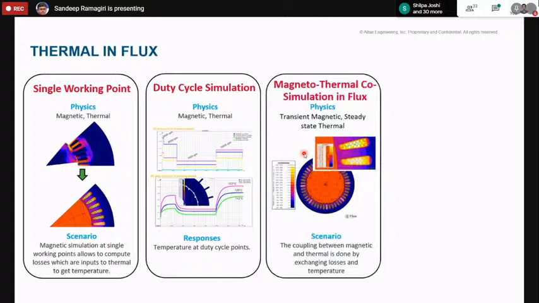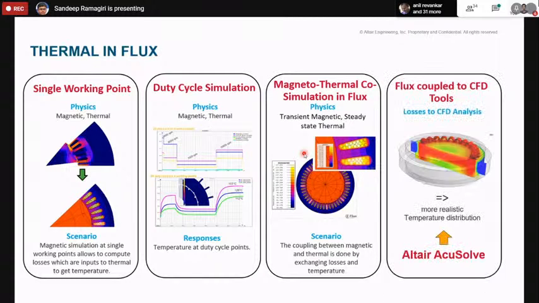The third way is magnetothermal co-simulation. In the magnetothermal co-simulation, the point to be noted is that in the magnetics, the materials are characterized with temperature, and these temperatures are updated from the thermal, and this loop will continue until we have convergence. Convergence is nothing but a minimum temperature distribution. So that is about the magnetothermal co-simulation.